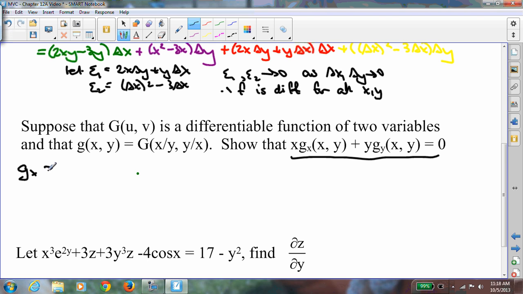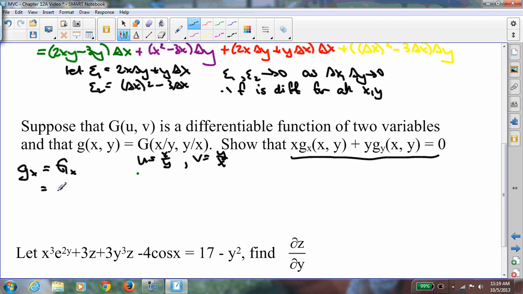So that's basically the partial of uppercase g with respect to x. But notice I have a composition of functions because u and v are my variables for capital G, and u is a function of x and y, and v is a function of y and x. So u equals x over y, and v equals y over x.